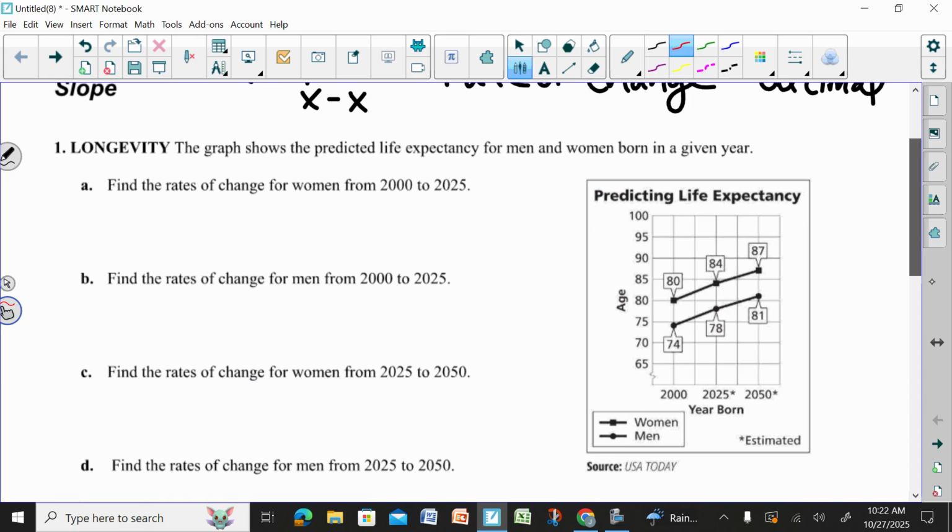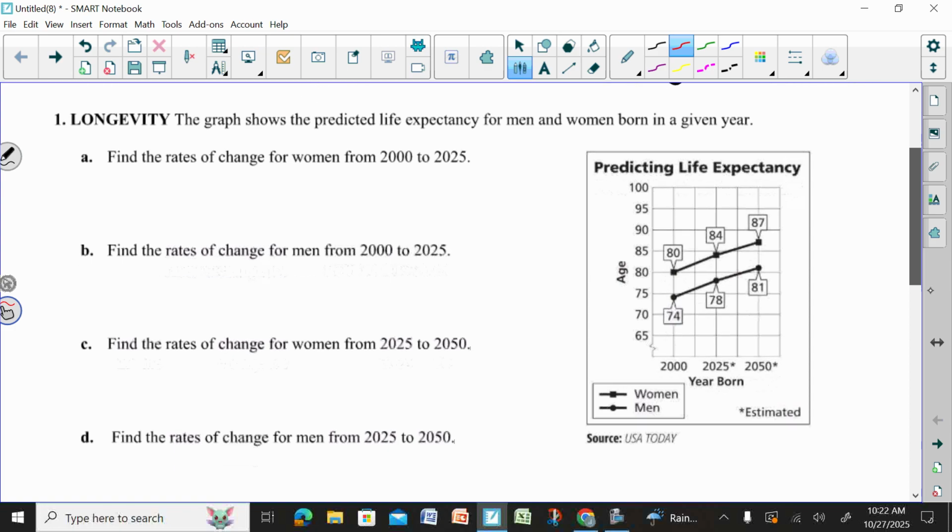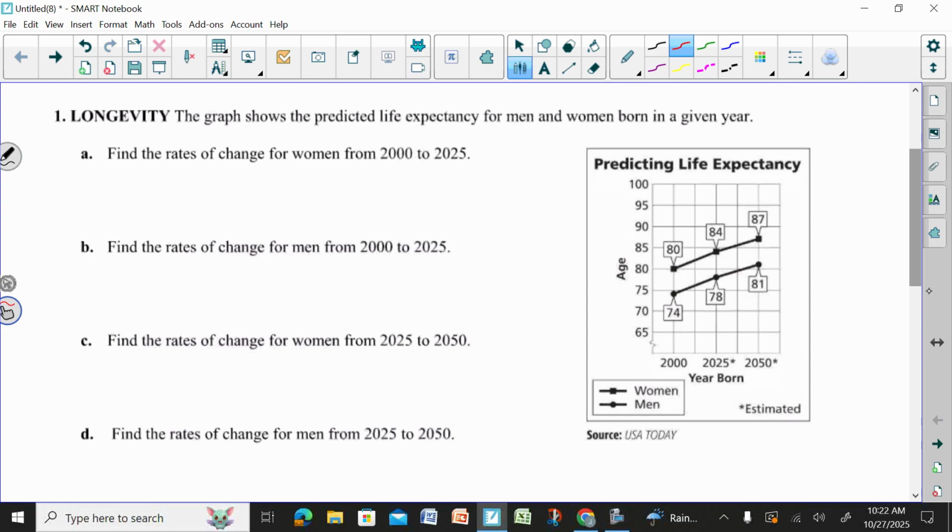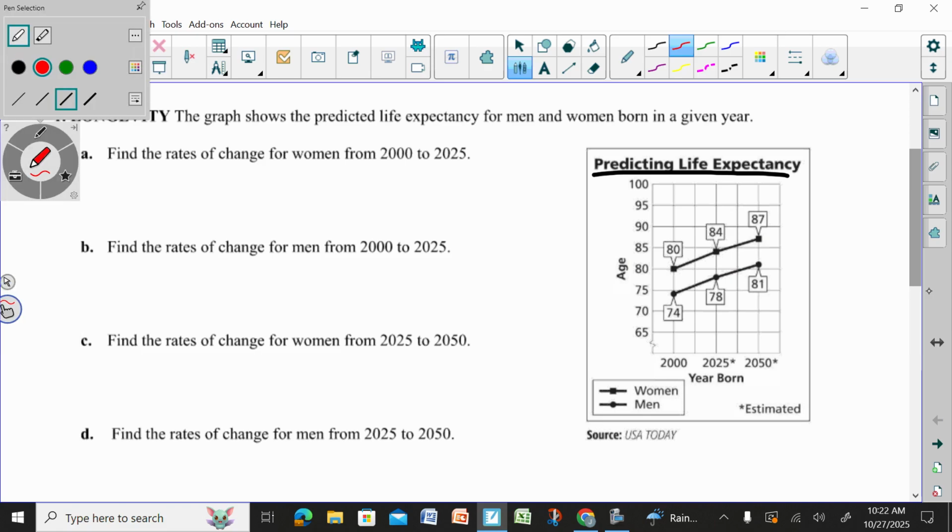So in this first example, I'm just going to do the women, and then you guys will go ahead and complete the rate of change for the men. It's showing the predicted life expectancy, how long men and women are supposed to live based off of the year they were born. Okay, so for this first one, part A is asking us to find the rate of change for women, 2000 to 2025. Now, when they do rate of change, you can't just pick any two ordered pairs. You have to look at the actual information.